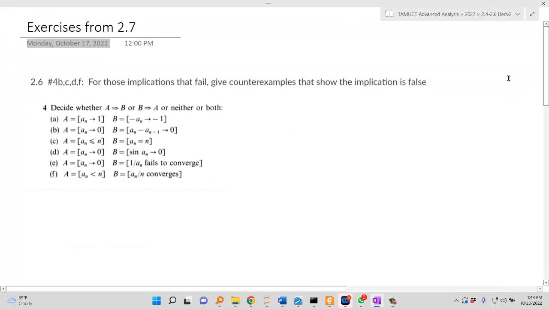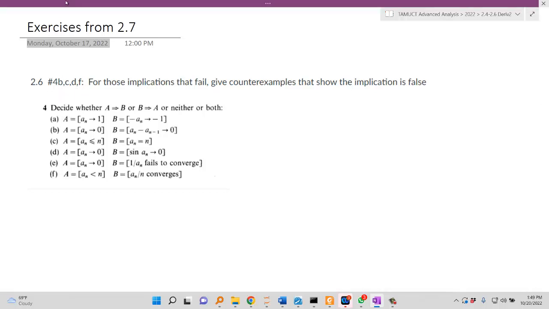Okay, so I wanted to address these problems from section 2.7 from Strang's book. So please read the conditions of the problem carefully. In the assignment, I said for 2.6, 4B, C, D, F. So those are these ones here. Let's go ahead and mark them up.